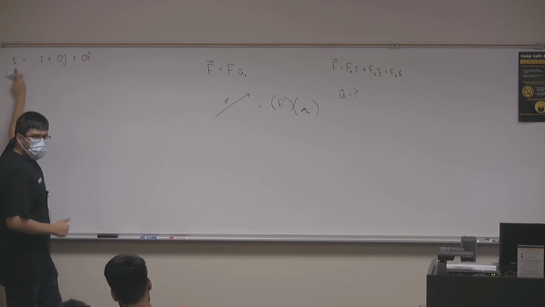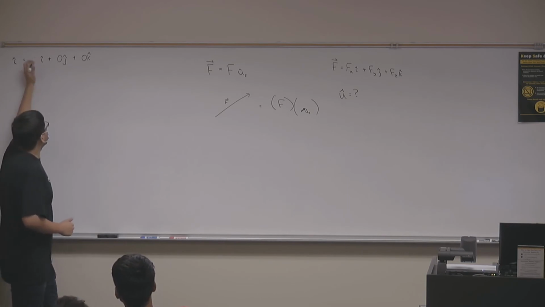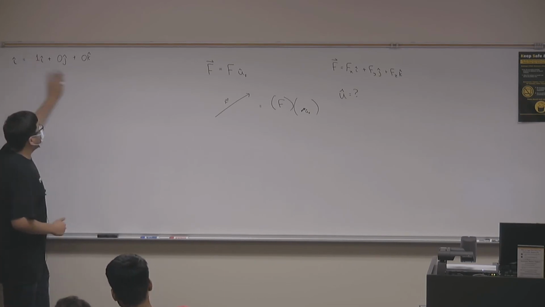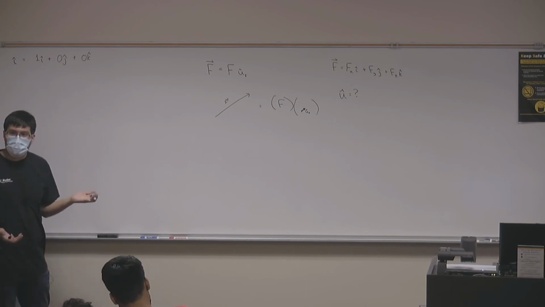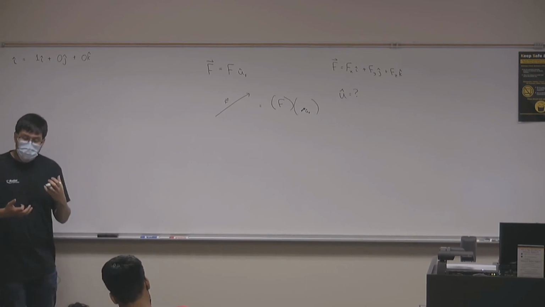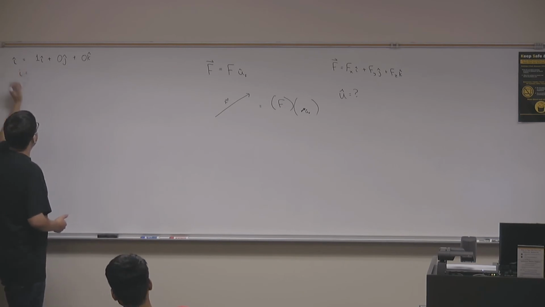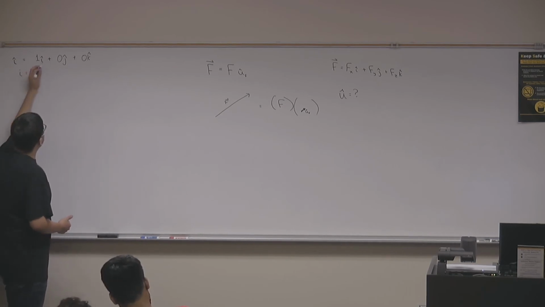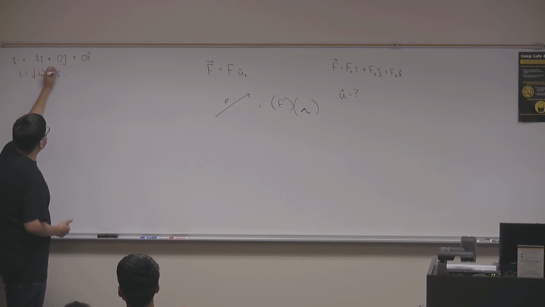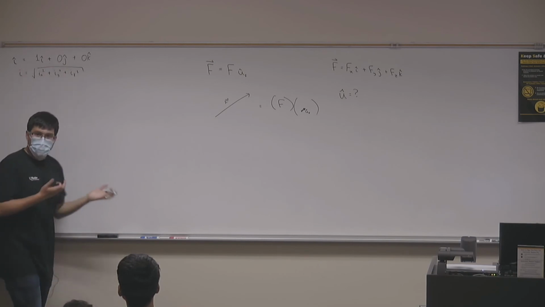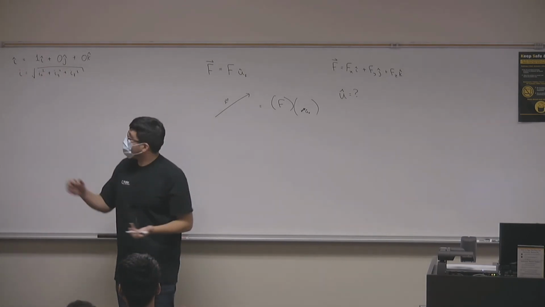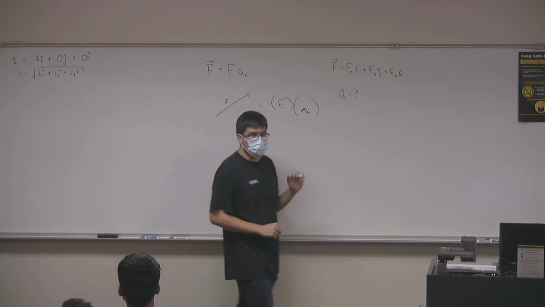Now what's the magnitude of this unit vector? 1. So in Cartesian notation, this is my unit vector i. And how can you prove that it's a unit vector? Find the magnitude. The magnitude of i is equal to the square root of my x component squared plus my y component squared plus my z component squared, right? Because vectors form triangles, and if they form triangles, we can apply the Pythagorean theorem to them.